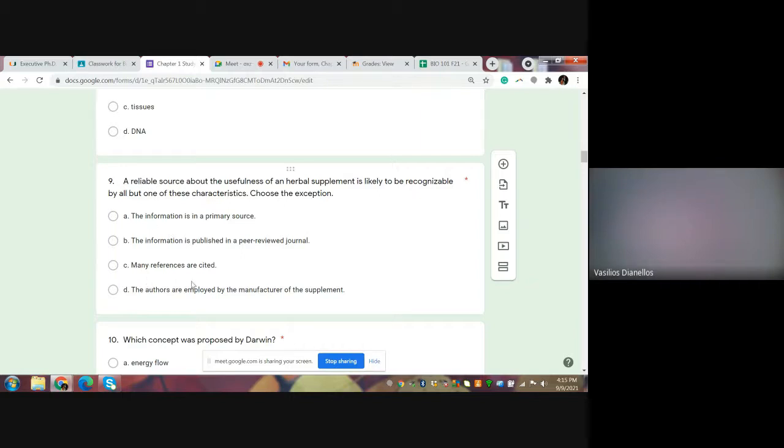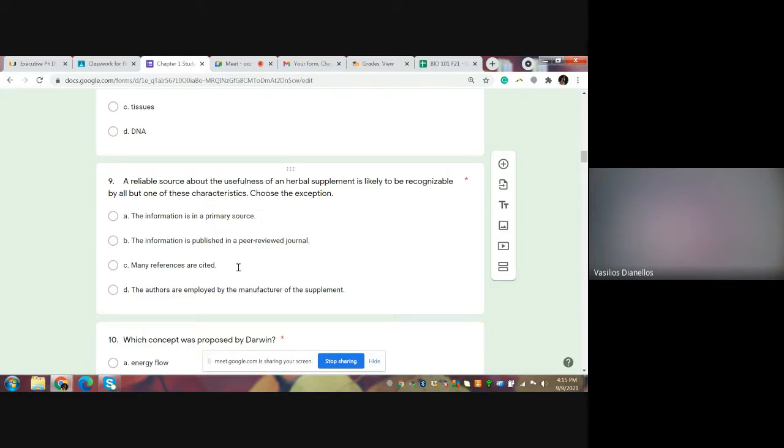The authors are employed by the manufacturer of the supplement. No, right? So that's the answer, because first of all, with any multiple choice question, usually you could say which one of these things is not like the other. And this one's it, right? These 3 things say, yep, that's reliable. This says, well, whoever wrote that paper might be biased because they are literally employed by the manufacturer of the supplement that they wrote the paper about.